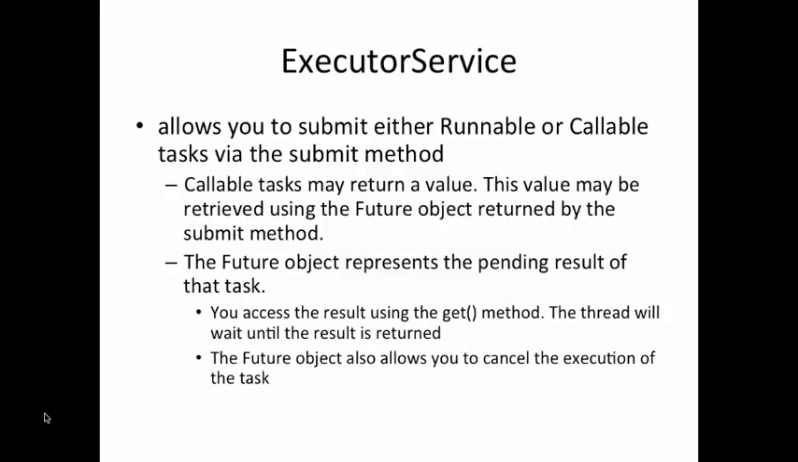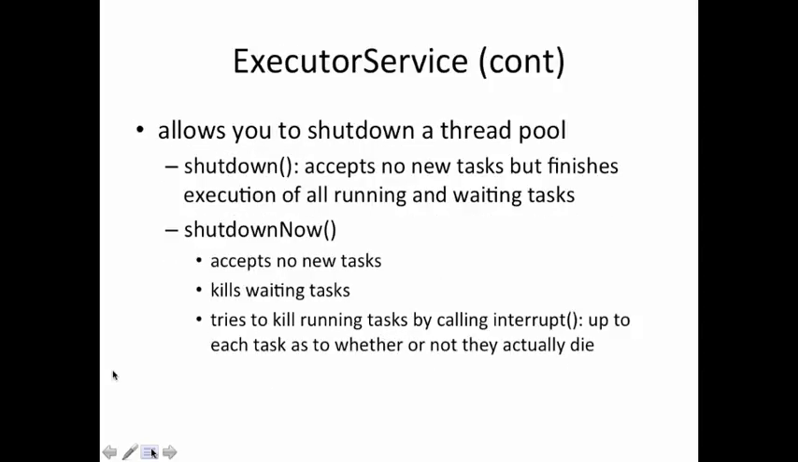The future object also gives you the ability to manage a task by interrupting it, for example, and causing it to shut down. We also can use the executor service to shut down a thread pool. The shutdown command says that we're accepting no new tasks, but we will finish executing all the running and waiting tasks, so they will get a chance to finish. Shutdown now, by contrast, not only accepts no new tasks, it actually kills the waiting tasks, and then tries to kill the running tasks by calling interrupt. Waiting tasks that have not yet gotten a thread are immediately killed. Running tasks have their interrupt methods called, although it's up to each task whether or not it actually dies. Only when they actually die will the thread pool shut down.